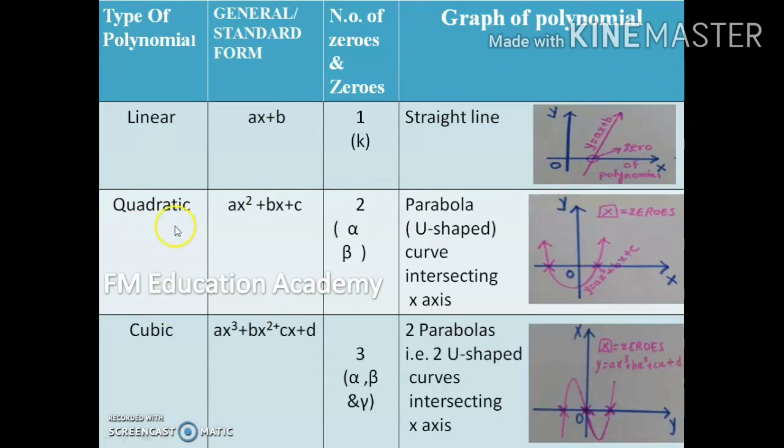Now what do we mean by a quadratic polynomial? The standard form is ax square plus bx plus c. Okay, you should remember the standard formulas. And the number of zeros here is 2. Why? Because the degree is 2. And what are the zeros? Zeros are known as alpha and beta.